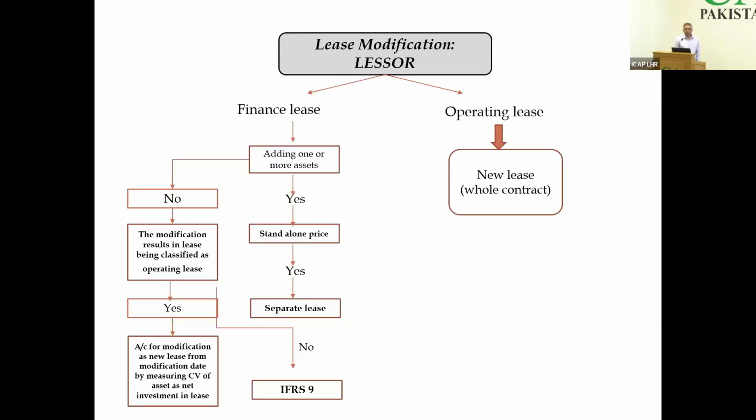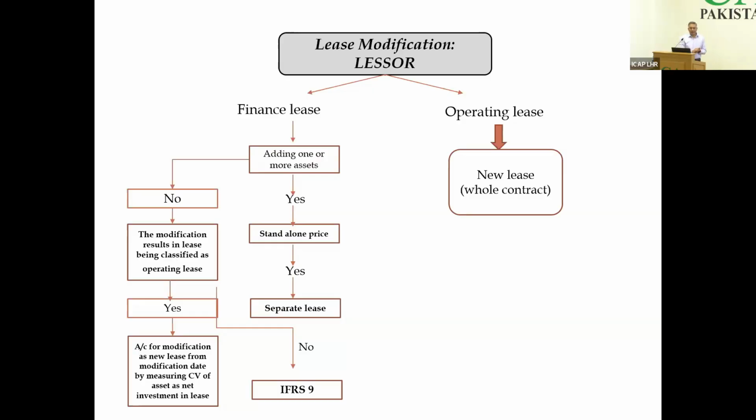It depends on whether it was previously classified as a finance lease or as an operating lease. If it was classified as an operating lease and there is a modification, forget about whatever you did in the past. Now this modified lease will be a new lease, and you start accounting for it as a new lease. It may be your operating lease, it may be your finance lease. It should be new accounting from now onward.